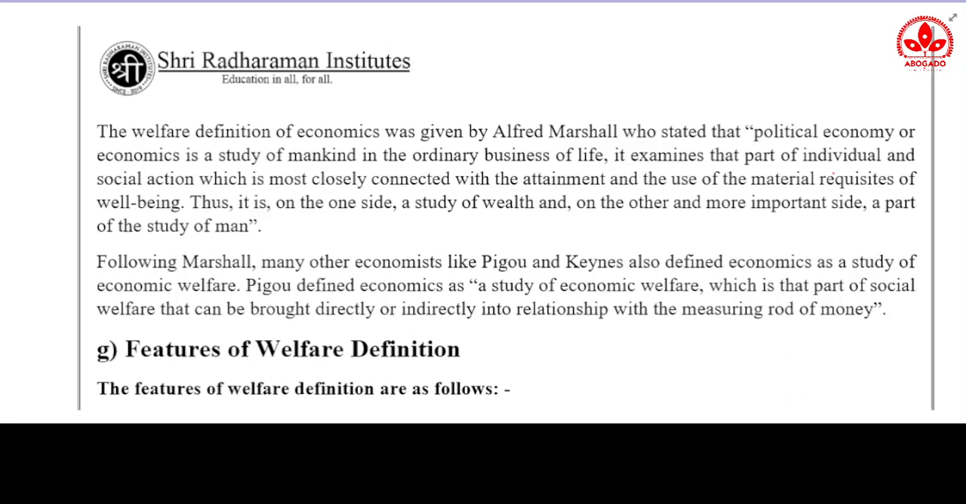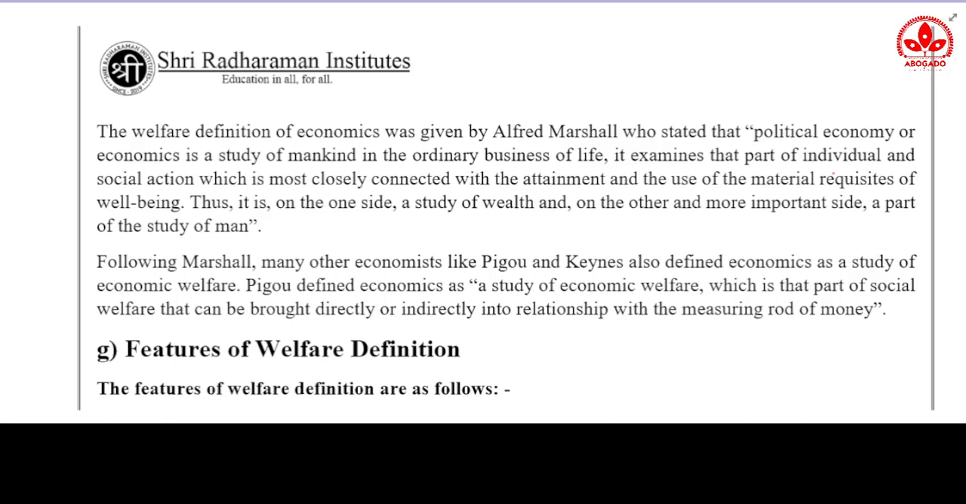Following Marshall, many other economists like Pigou and Keynes also defined economics as a study of economic welfare. Pigou defined economics as a study of economic welfare, which is that part of social welfare that can be brought directly or indirectly into a relationship with the measuring rod of money.